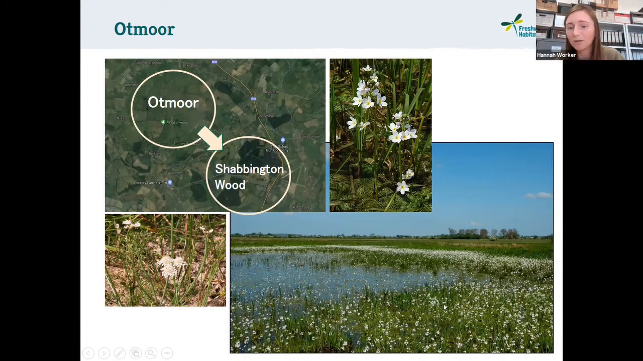This is one of the ponds in an old paleo channel of the river, but in May it's just full of water violet. So really, really beautiful and lovely.